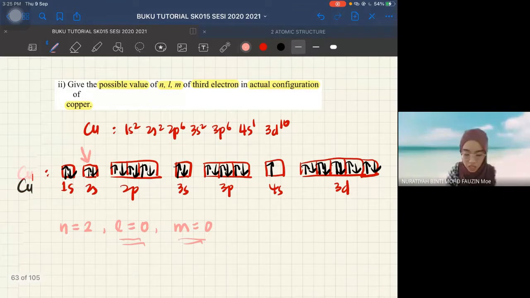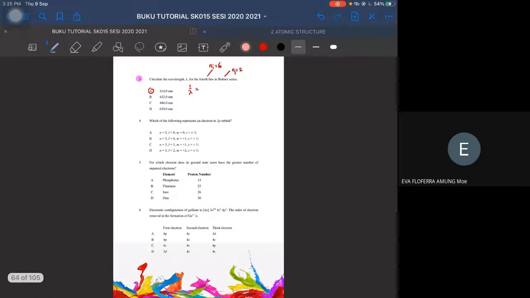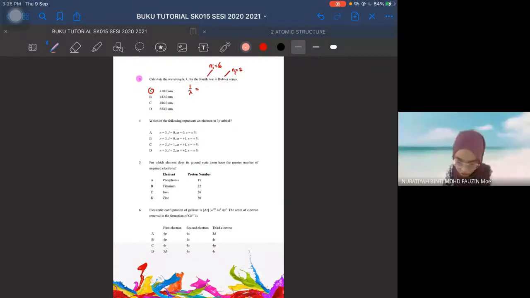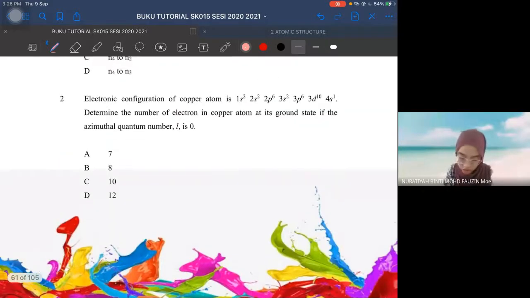Okay, lagi. Ada lagi soalan? Tak ada kan? Ada objektif saja tinggal kan? Alright. Habis tak? Okay. So now we go to our objective questions. Okay, so number one tu kita dah bincang. So number two.